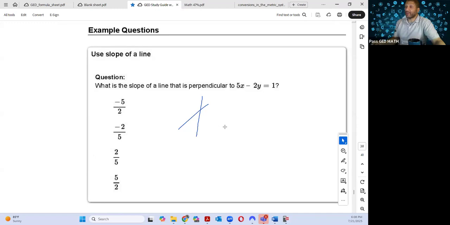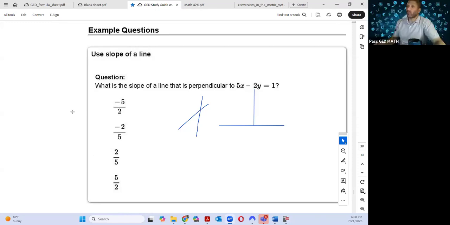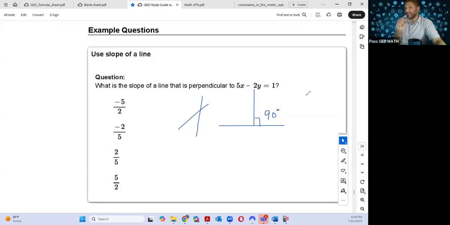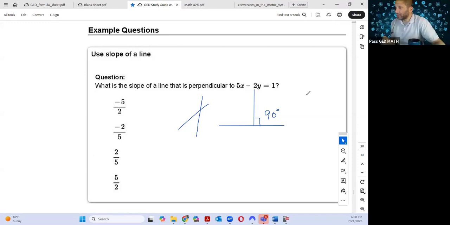Okay, what makes something perpendicular? When two lines cross each other. They cross and make what? An X. That's what it looks like, a 90-degree angle. It's not just that they intersect, it's not just that they cross. They intersect and form a 90-degree angle. Okay.